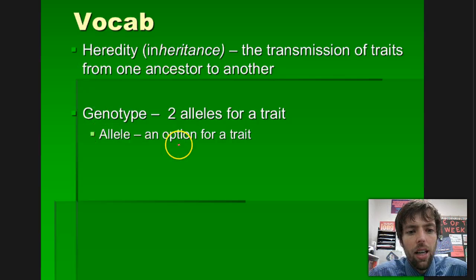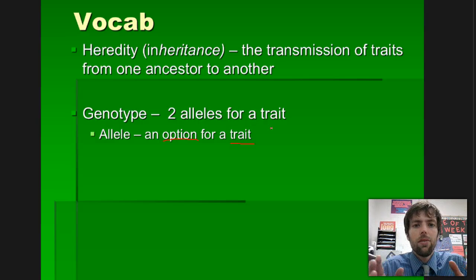So think here, if a trait is like hair color, then one option or one allele for hair color might be blonde hair. Another one might be red hair. Another allele might be brown hair. So a trait is a specific characteristic and an allele is an option for it.